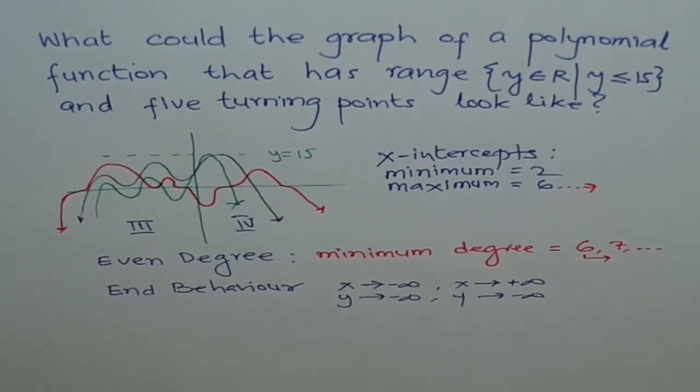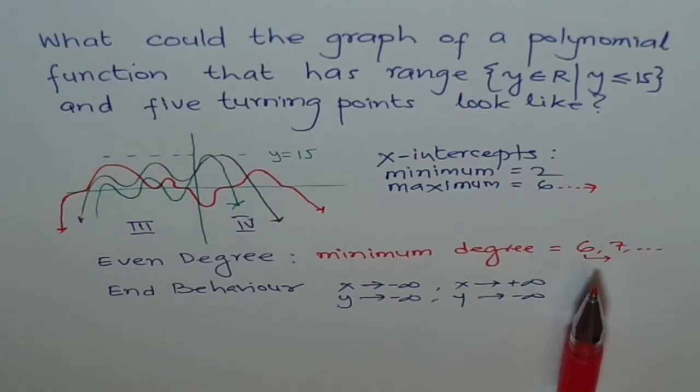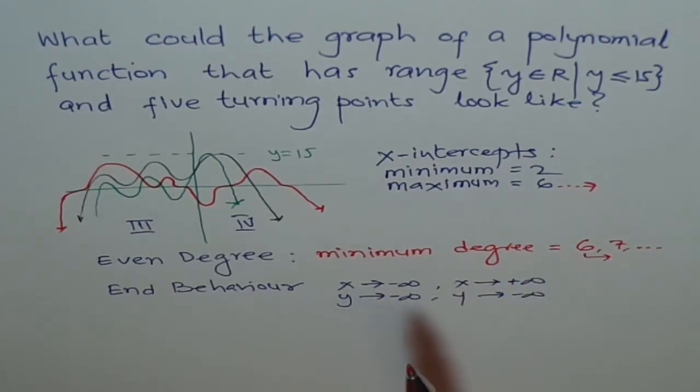So, given this kind of function, we can say that we have a polynomial with even degree whose minimum degree is 6 and which makes at least 2 x-intercepts and a maximum of 6 intercepts. And the end behavior is going from quadrant 3 to 4. If x approaches minus infinity, y approaches minus infinity. If x approaches plus infinity, y approaches minus infinity. Correct? That's how it is. I hope you understand and appreciate. Thank you.